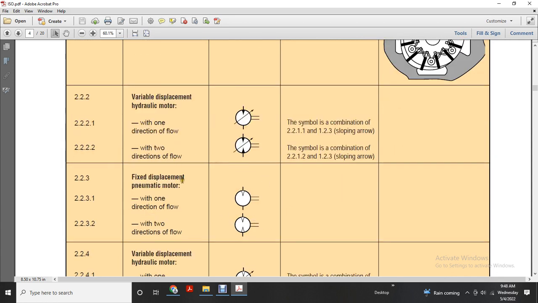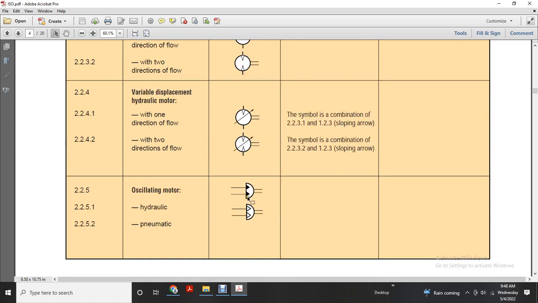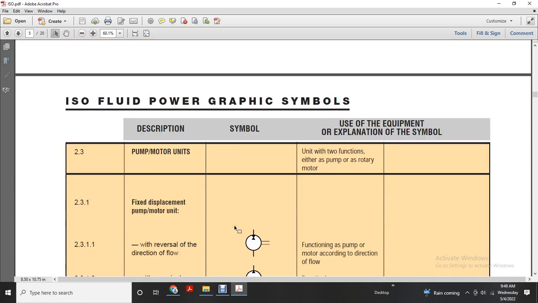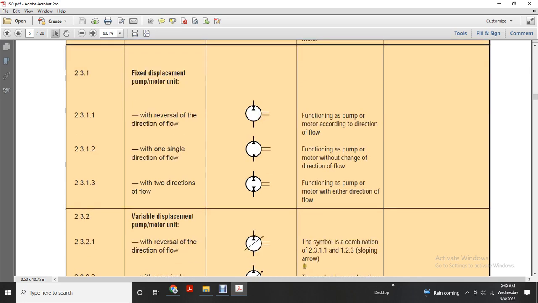Fixed displacement pneumatic motor, one direction flow, two direction flow. Variable displacement, one directional flow, two directional flow. Semicircle with hollowed arrows, two parallel lines left and right: hydraulic pneumatic oscillating motors. Fixed displacement pump motor with reversal functions as a pump or motor according to directional flow; with one single direction flow it functions as a pump or motor without change of direction flow; with two directions it functions as a pump in either direction of flow.